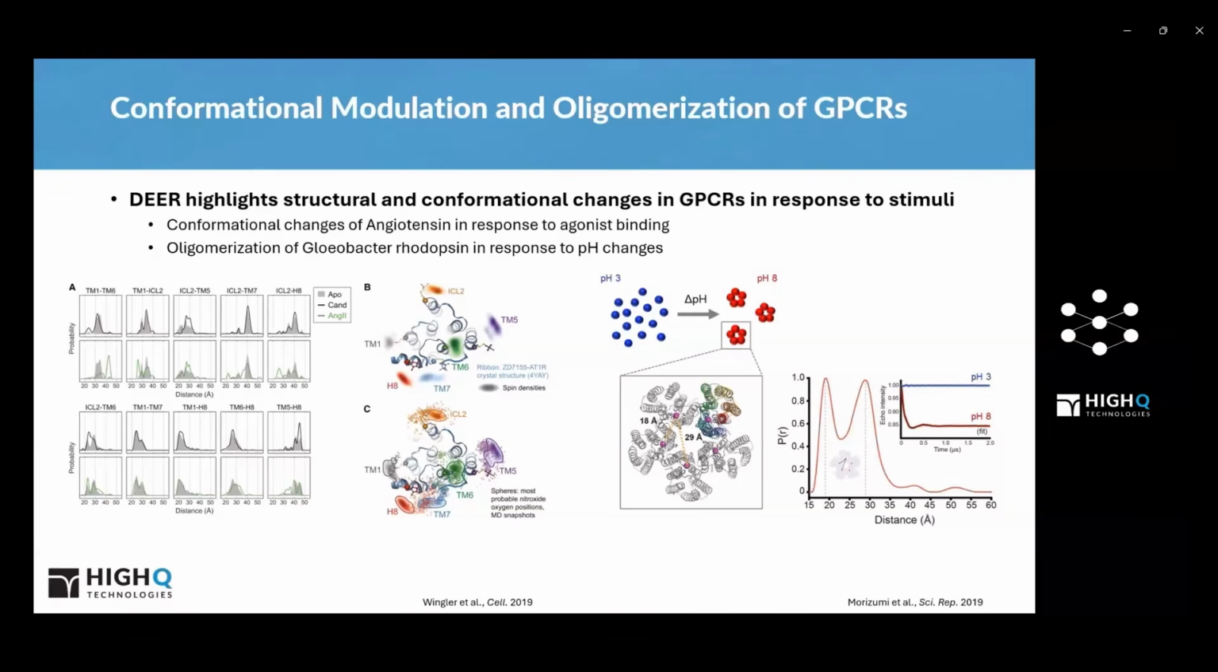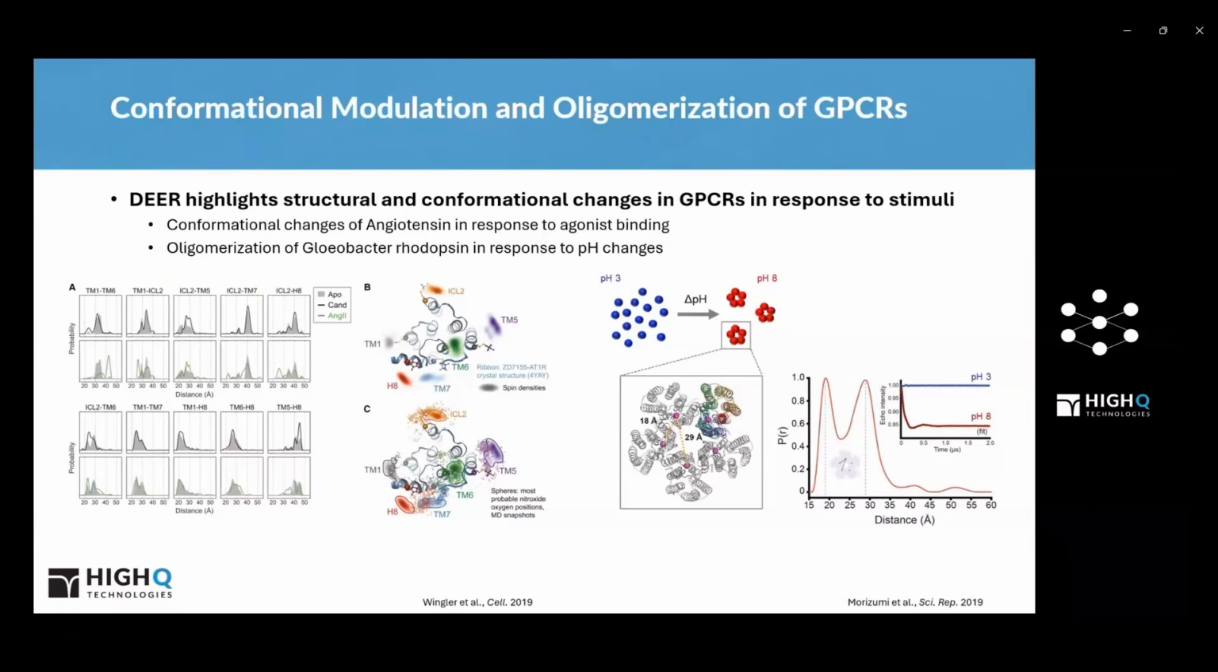And a lot of that importance is in their conformational modulation in response to various ligand bindings or protein interactions, things like that. And so we have two examples. On the left is the GPCR angiotensin that this group took and labeled at a number of different places and measured the EPR distance constraints in response to binding different ligands, different agonists. And you can see that there's differences between the apo state and the different binding states, and in a lot of these different transmembrane helices and a lot of these different subunits.